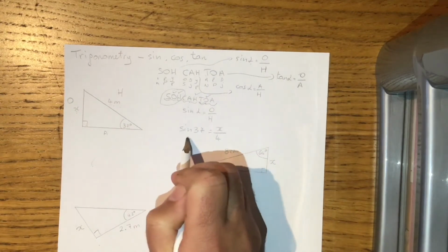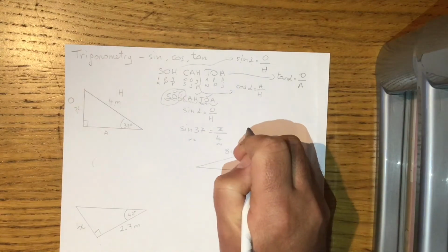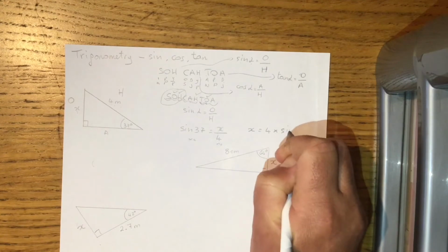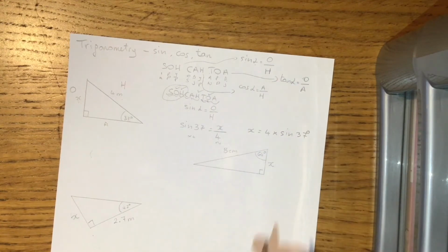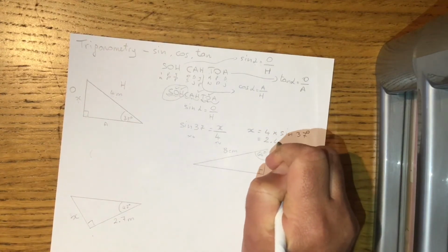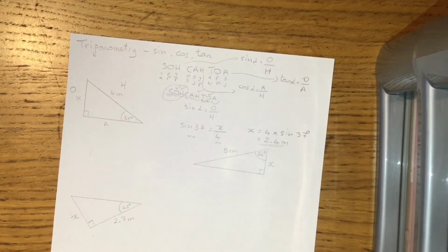Now times both sides by 4, and that will end up with x equal to 4 times sine 37 degrees. I'm going to put that in a calculator and get an answer of 2.4 meters, rounded to 1 decimal place. And that's your final answer.